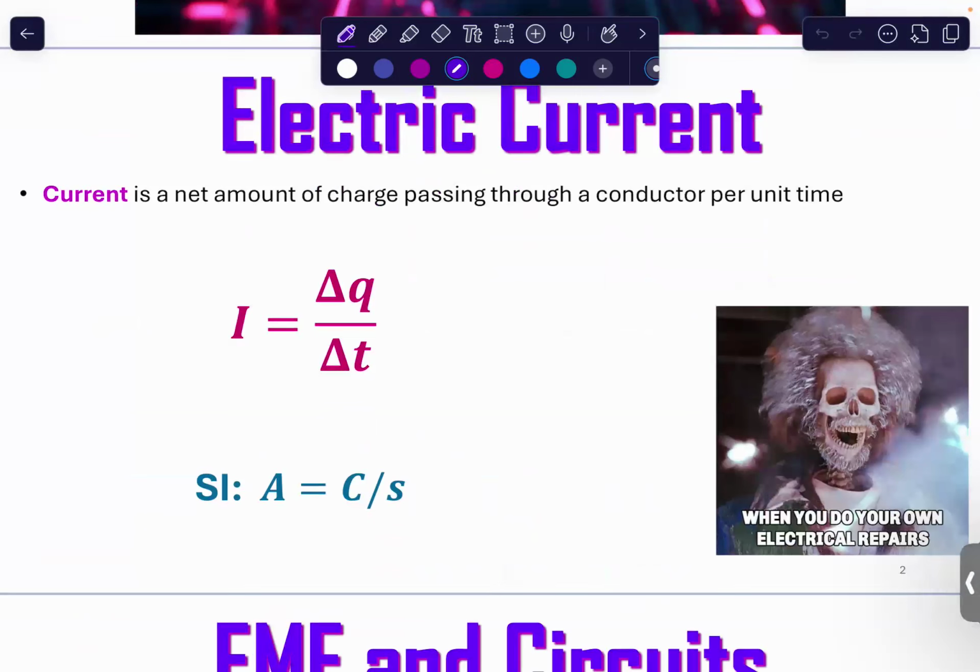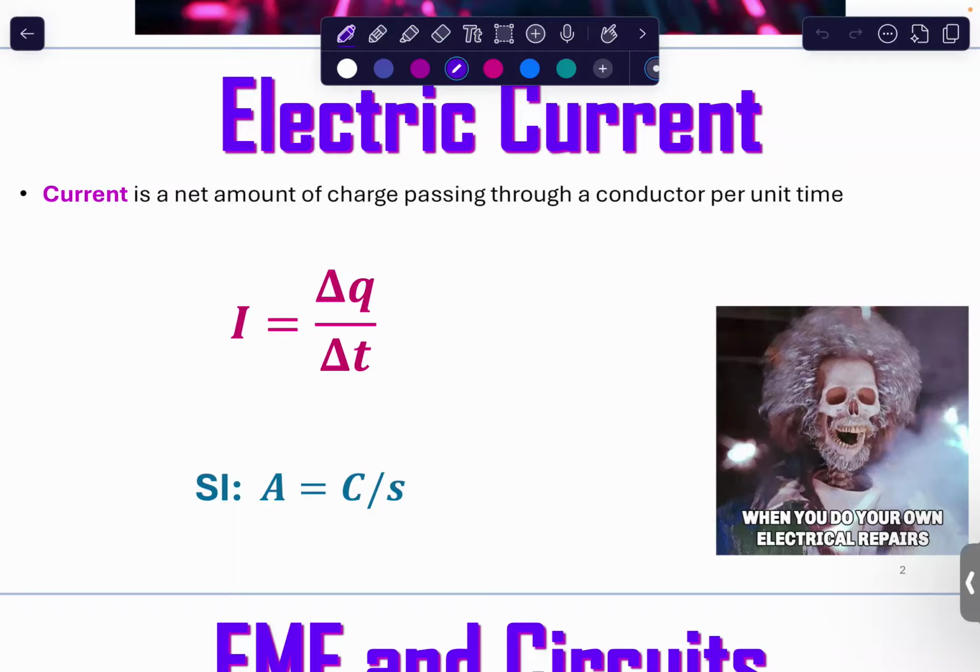So just your basic current is an amount of charge passing through a conductor per unit time. So the relationship is delta Q over delta T. Essentially, current, charge per unit time, is kind of the electric equivalent to velocity.